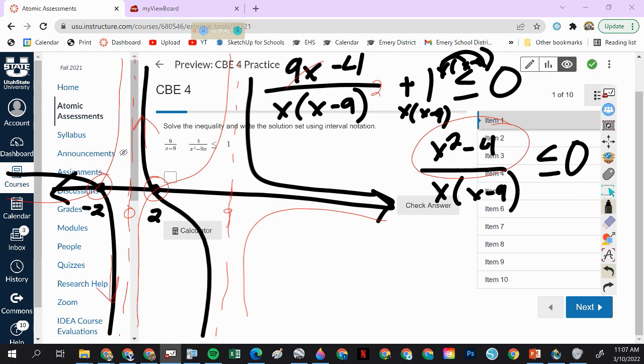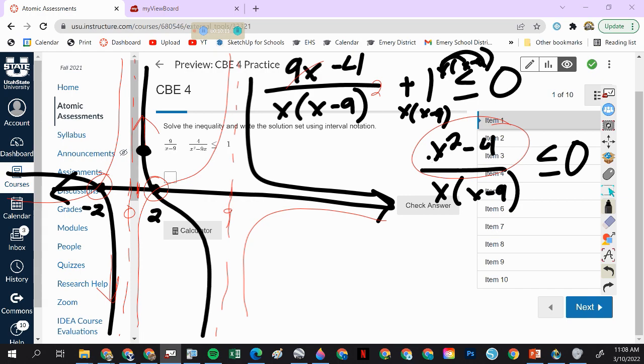So we put 1 in here. If I put 1 on top, do I get a positive number or a negative number? Negative. If I put 1 on bottom, do I get a positive number or a negative number? Negative. And a negative divided by negative is a positive. So at 1, I get positive, which is this. So I now know it's the black graph.